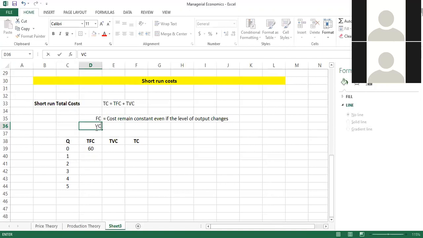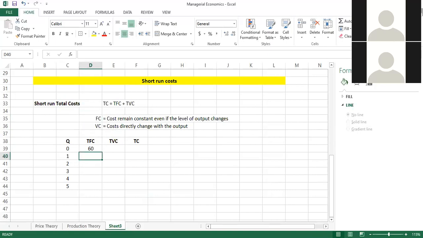But variable cost, as the term implies, is the cost that changes directly with the output. The cost that directly changes with the output is called variable cost. It varies with the output, but the fixed cost doesn't vary even if the output level changes.